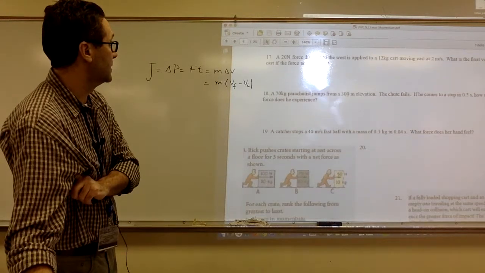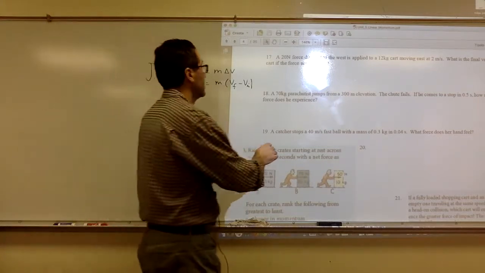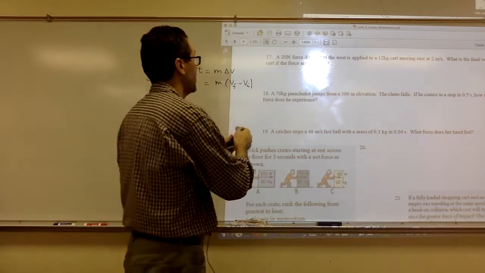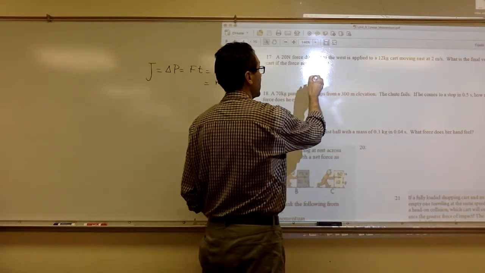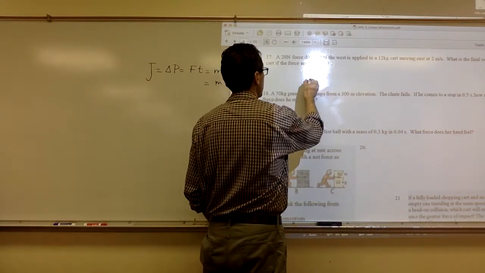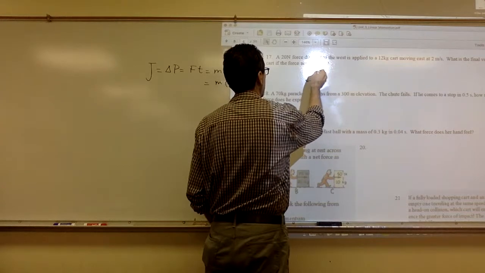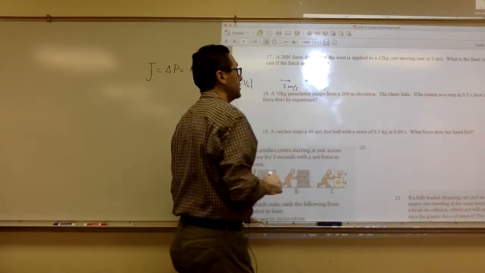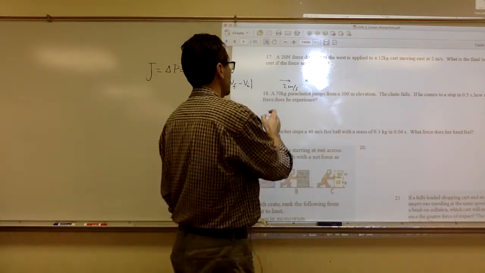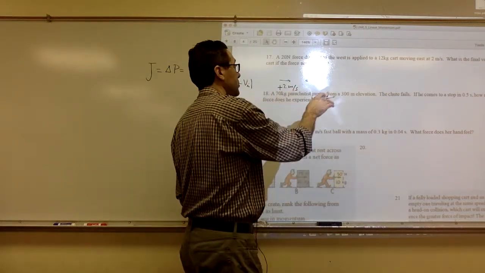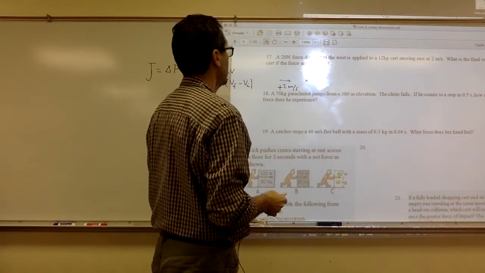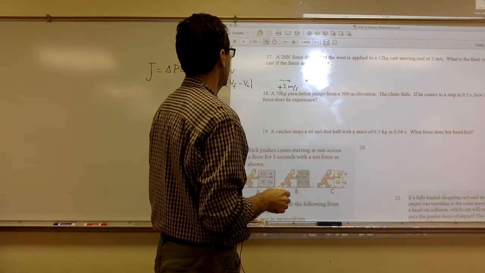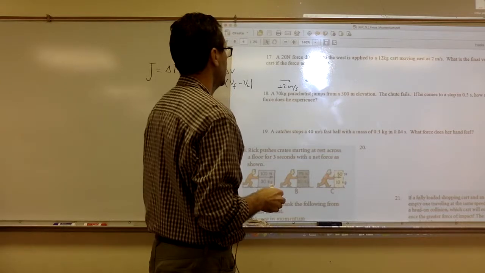So I'm going to go to 17. A 20 newton force directed to the west is applied to a 12 kilogram cart moving east at 2 meters per second. So the force is going this way, and the object is going the other way, to the right. So I'm going to look at right, or east, as positive and west as negative. What's the final velocity of the cart if the force acted for 3 seconds?